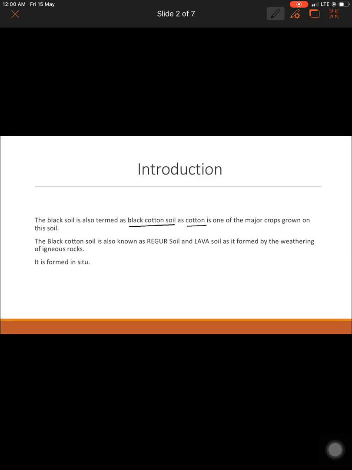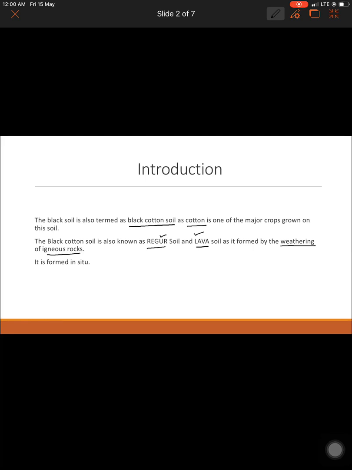The second name by which black soil is known is regur or lava soil. The reason why it is known as regur or lava is because black soil is the Indian soil which is formed by the weathering of igneous or volcanic rocks. So when a volcano erupts, the lava comes on the surface, cools down and becomes solid. When it becomes solid, what happens? They start weathering, breaking down. That leads to the formation of black soil. So that is why black soil is known as regur or lava soil.